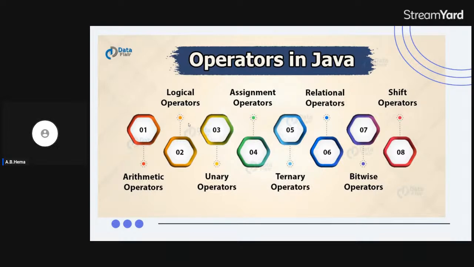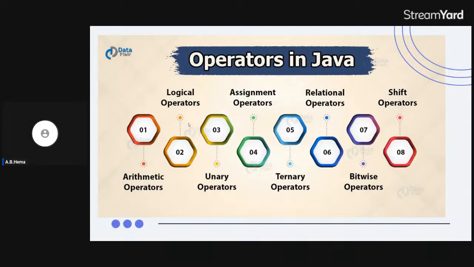First one is arithmetic operators, which are used to perform arithmetic operations. There are majorly 5 arithmetic operations in Java that we can perform: plus for addition, minus for subtraction, asterisk for multiplication, division, and modulo for the modulus operation. For people who don't know what modulo is, it returns the remainder after the division of two operands.